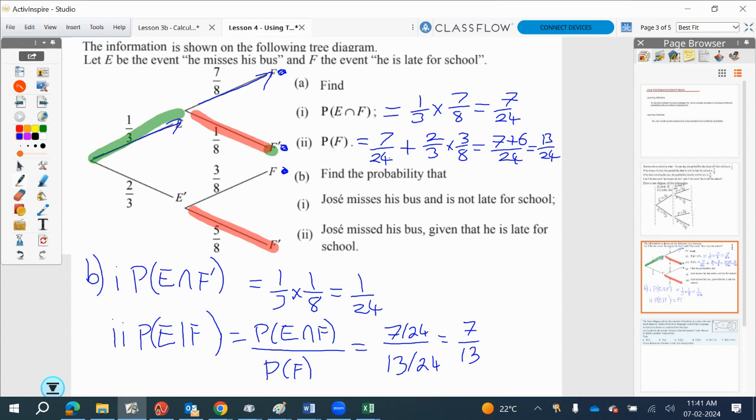So I don't really understand A2. This one, this is the probability. So let me just go over them a little bit more now.